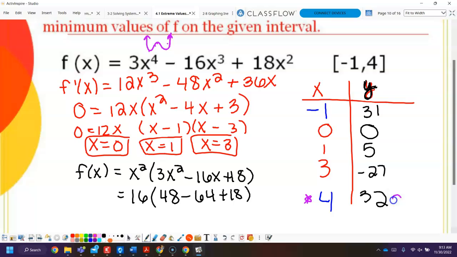So this is my absolute max. And then this is my absolute min. -1 would be, and 0 and 1 would all serve as locals. They would be like local max and mins, but they're not absolutes. So what we're trying to do is identify the absolutes for EVT.